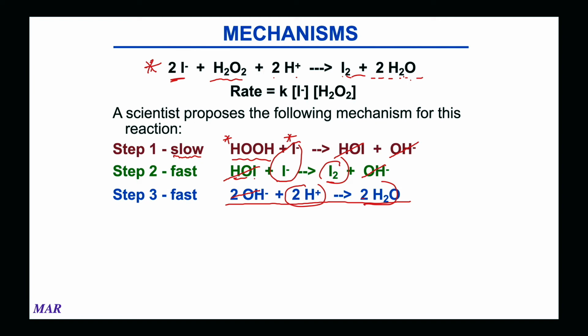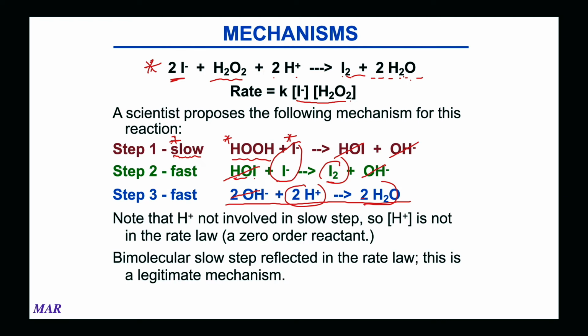But the other thing you have to have, for this to be a good mechanism, is that the slow step must correspond to the rate law reactants. So the slow step here should have 1 iodide and 1 H2O2, and it does, all right? That's what's in the slow step. This is a pretty good reaction, all right? The H plus is not involved in the slow step at all. H plus is considered a zero order reactant.